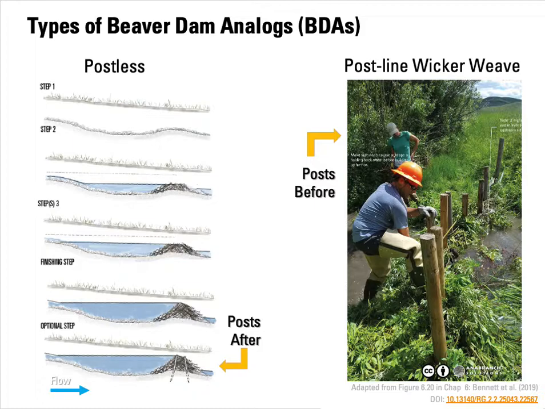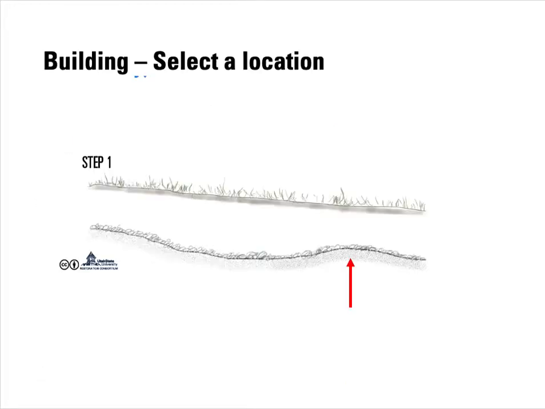So I'm going to go over the steps for building both postless BDAs and the post line wicker weave. And those are the steps. So step one, select your site, and if you can find a site where the water is relatively shallow and you're closer to the bank full or crest elevation you're trying to get to, then you don't have to build as large a structure, and that's always useful.